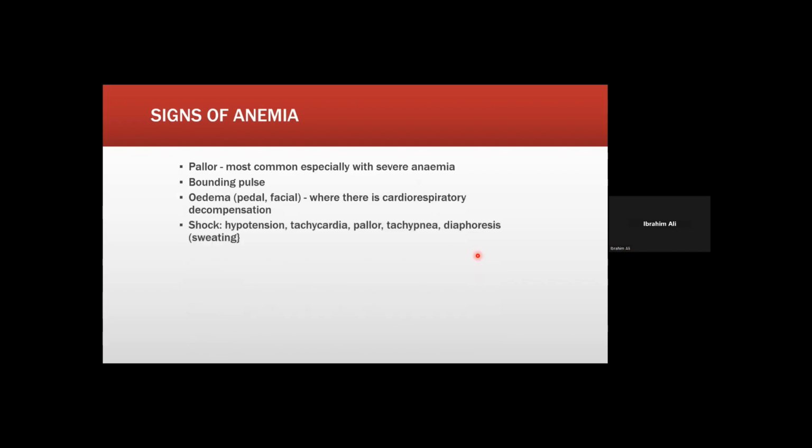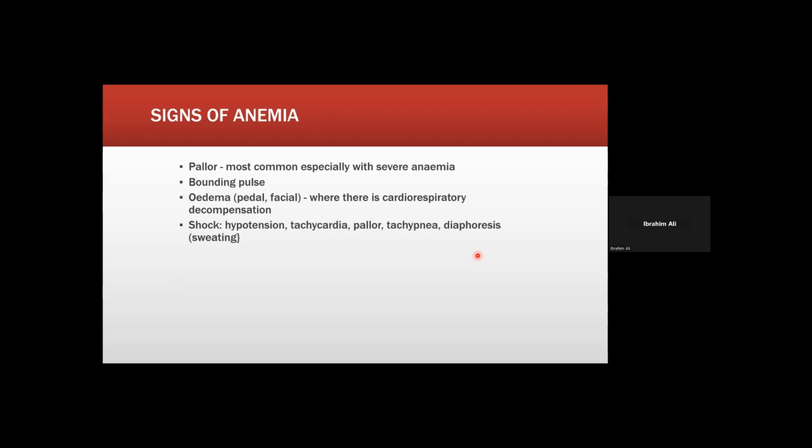For the pallor, there are three areas that you can look for: the palm of your hand, the conjunctiva of the eye, and the dorsum of the tongue. So if the patient is anemic, we'll see those three areas to be pale.